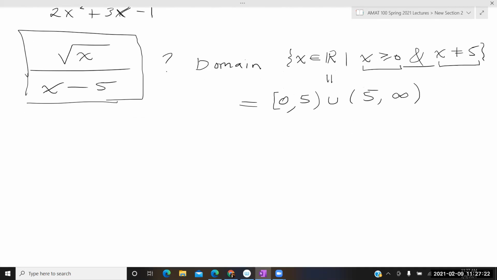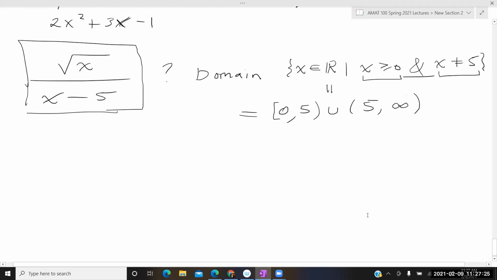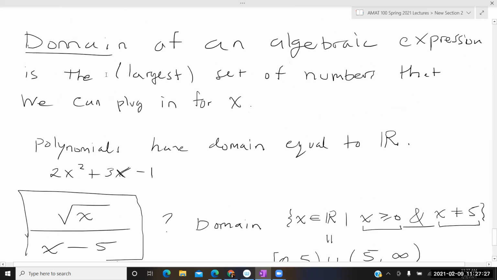So this is the notion of a domain. The domain of an algebraic expression is the largest set of numbers that one can plug into the expression for x.